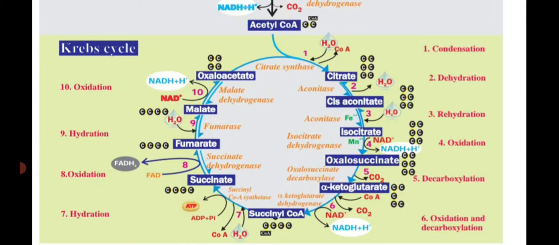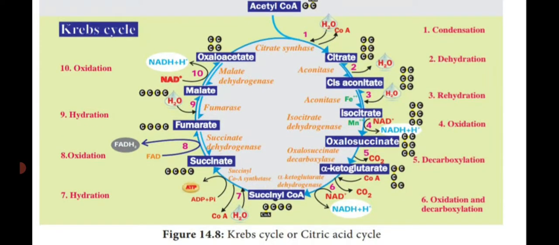Then in step 3, cis-aconitate is converted into isocitrate by utilizing one molecule of water in the presence of the enzyme aconitase. So that is said to be the rehydration process. Once again, re means what? Once again, the water molecule enters into the reaction.